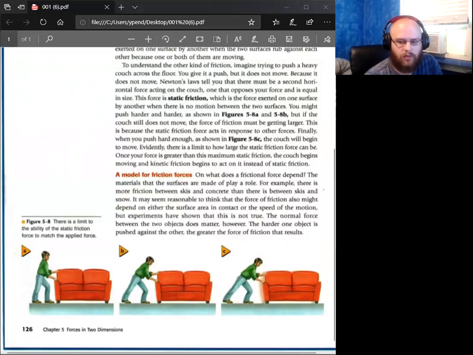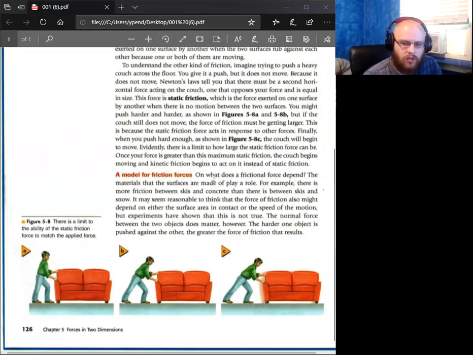So it looks like I was correct in guessing that the force of friction between them switches once the couch began to move. A model for friction forces. Now, a model is typically an example, so we will probably get another example of frictional forces in play in this section.